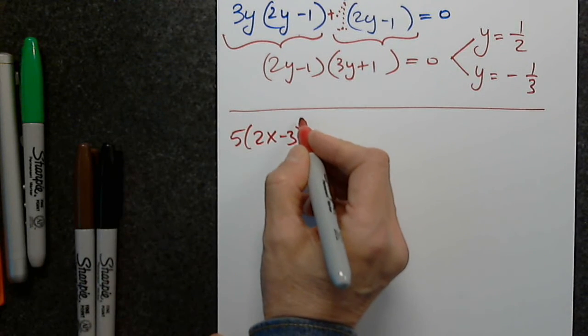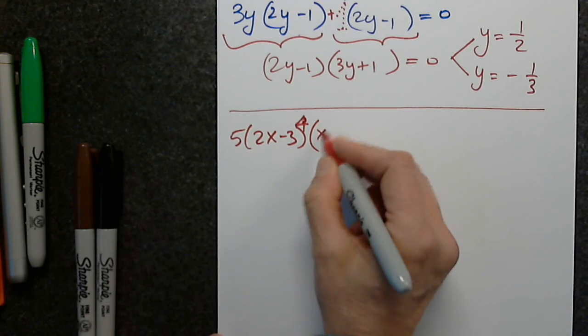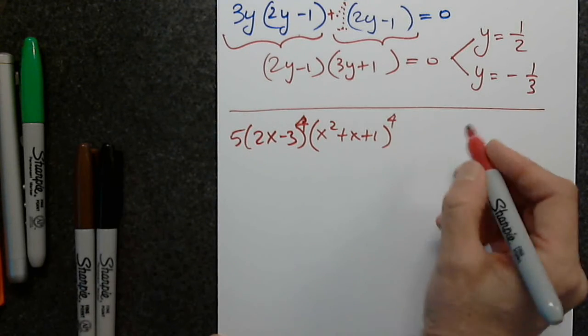2x minus 3 cubed. No, it's to the 4th. Yeah. Very good. x squared plus x plus 1, and this is to the 4th power as well.